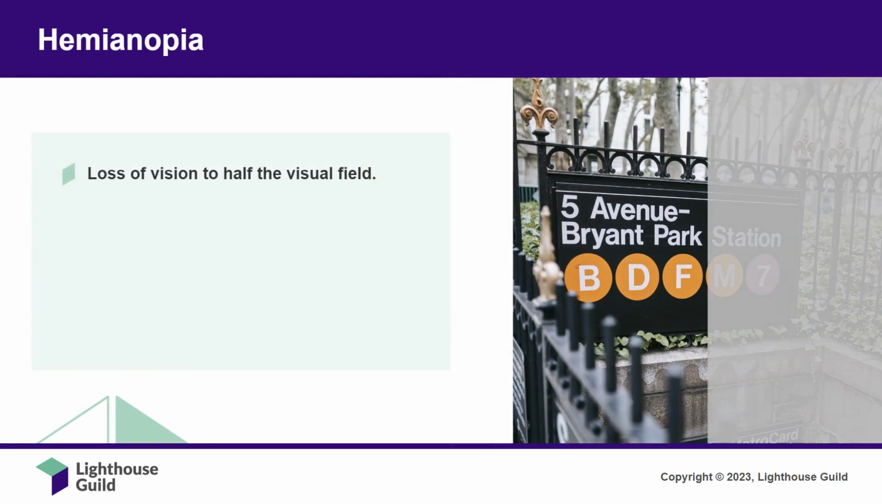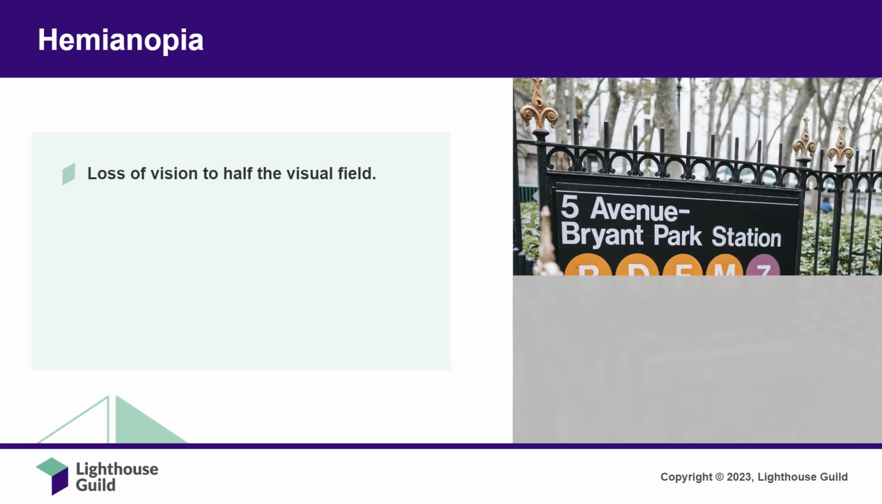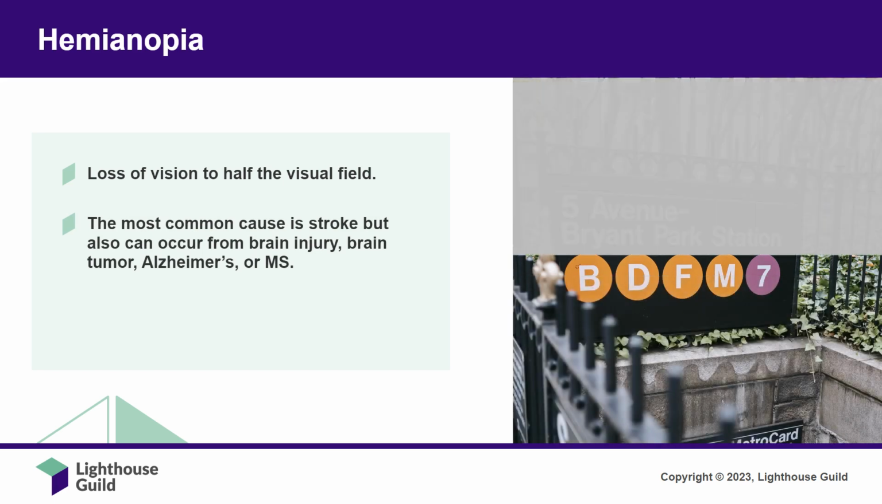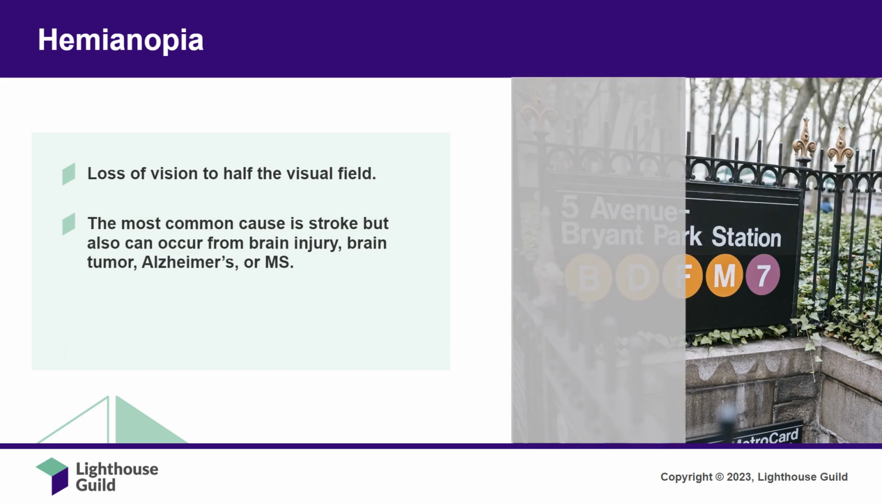Hemianopia is a loss of vision in one half of your visual field. The loss is usually to either the right or to the left, but can occur to the top or the bottom of the visual field. The most common cause of hemianopia is stroke, but it can also result from brain injury or brain tumor and conditions such as Alzheimer's and multiple sclerosis. The vision loss can vary in intensity and duration.